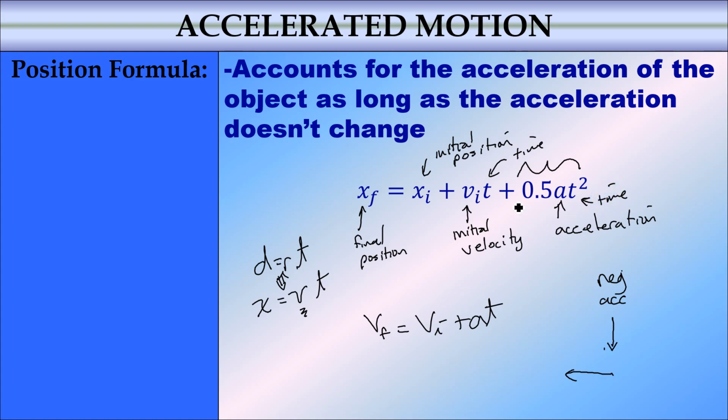Basically, to use this formula, we plug in all the information that we have, put it in our calculator, and see what we get for our final position. Now, if an initial position is not given, we assume 0. And if an initial velocity is not given, we also assume 0, unless we have a really good reason not to. So that being said, let's take a look at our first example.